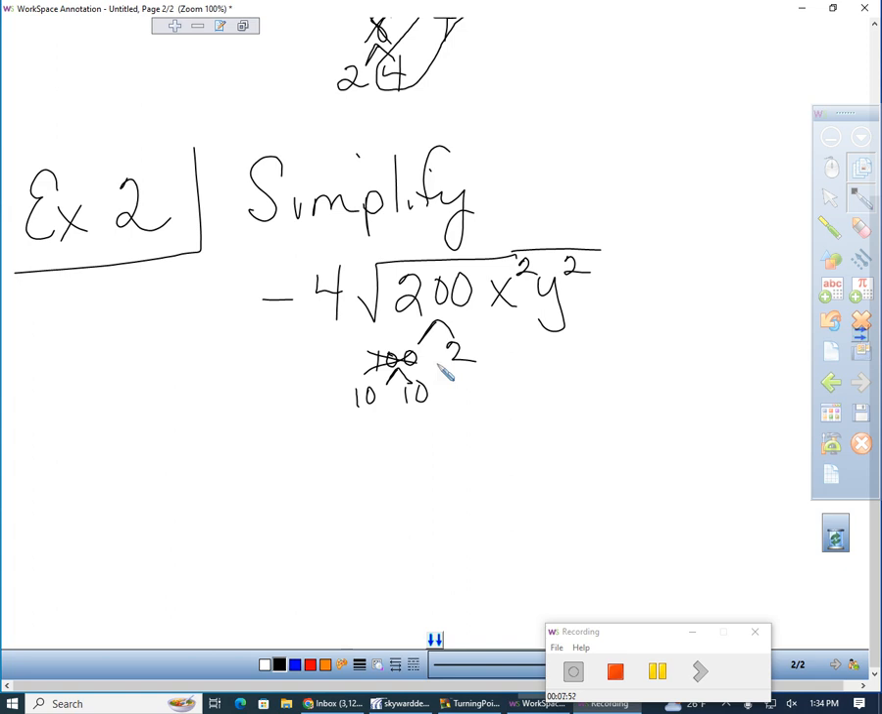You can go 50 and 2. You just got to keep going then, which is fine. Yeah. But then 50 would break down into 2 and 25. Yes. All right, so we have a group of 10s that are coming out. So that's going to give us negative 40 on the outside. What number is staying home?